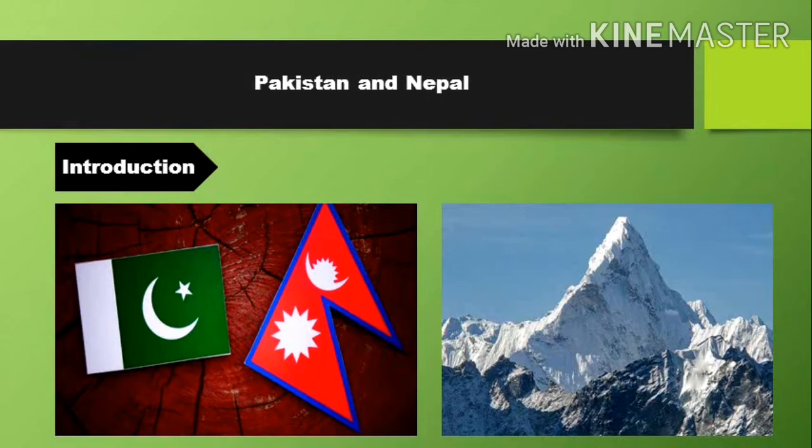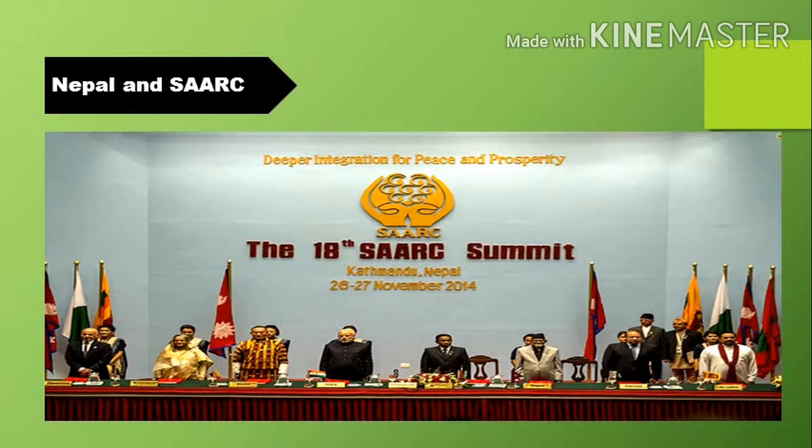Pakistan and Nepal. Nepal is a mountainous country, which means it is surrounded by mountains. Its main source of income is tourism. The world's highest mountain peak, Mount Everest, is located in Nepal. The major religions here are Buddhism and Hinduism.